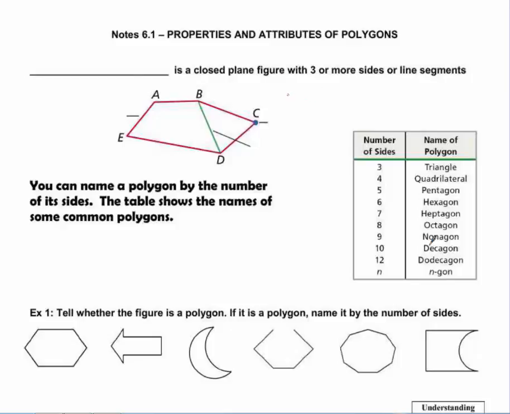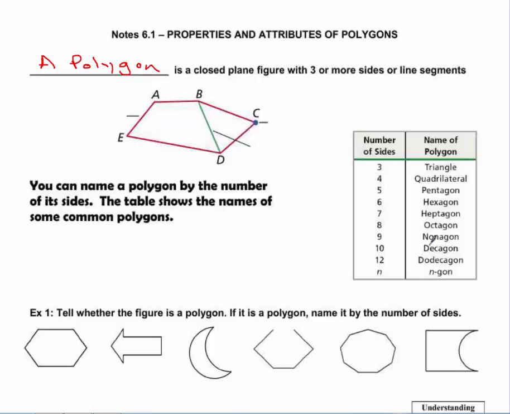All right, we're starting back up with our video lessons, and we're going to start in Chapter 6, Properties and Attributes of Polygons. Hopefully you'll remember what a polygon is. Okay, a polygon's a closed plane figure with 3 or more sides or line segments.